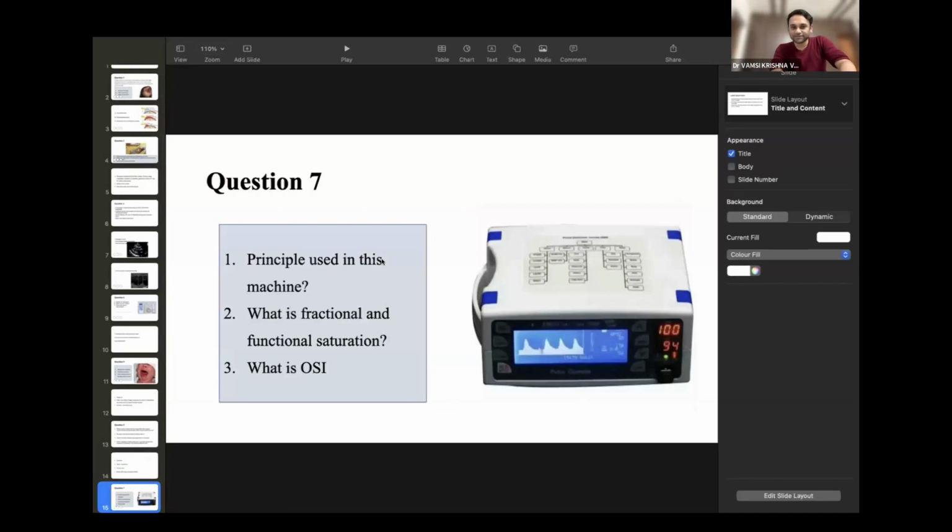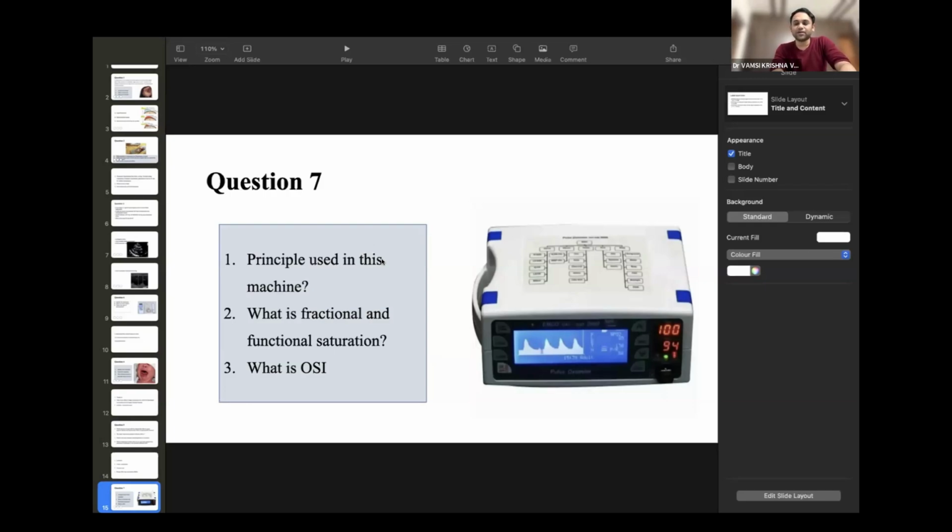So what is the machine used? It's a very common machine. What is the machine used? And this is a pulse oximetry. So what is the principle used in this machine? What is the principle of pulse oximetry? Yeah, someone said it right. Yes, it's the Beer-Lambert principle.